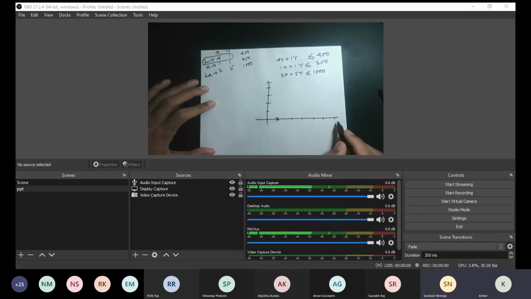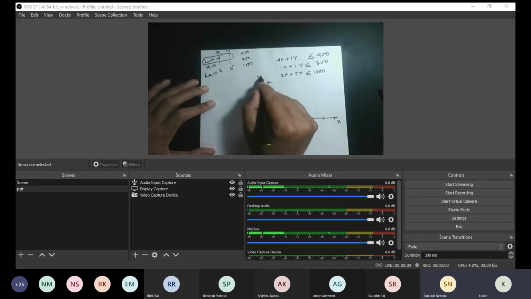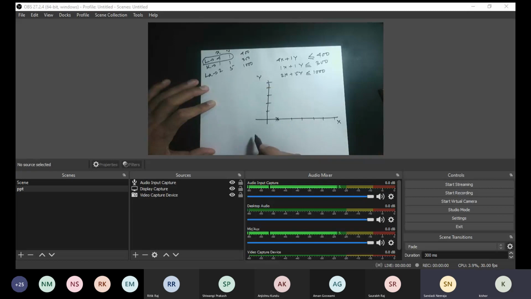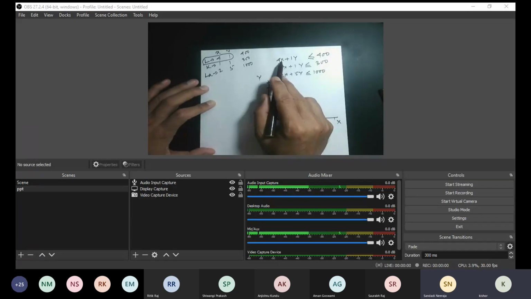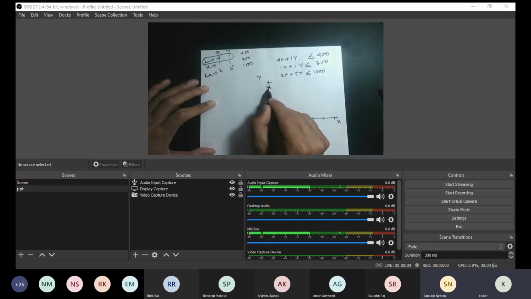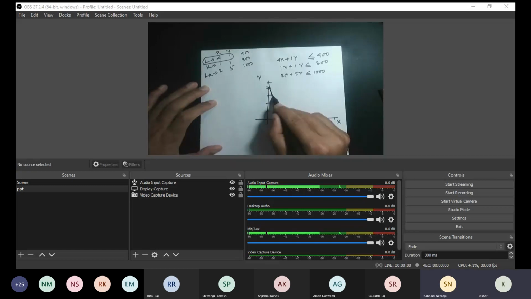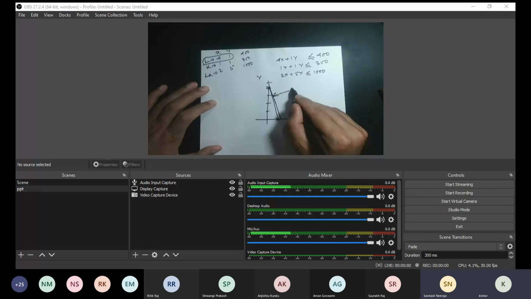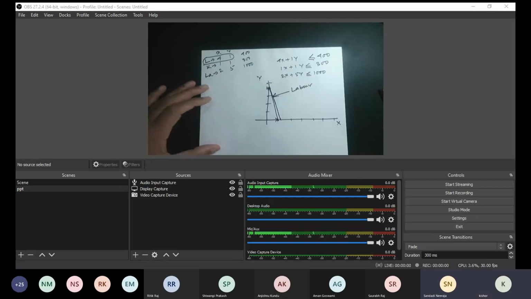Suppose this side represents x and this is y. And another extreme case, x is 0, it will be 400, somewhere here. So if I join these two points, I will get a line. The diagram is not good, but anyway, this is the constraint for labor.